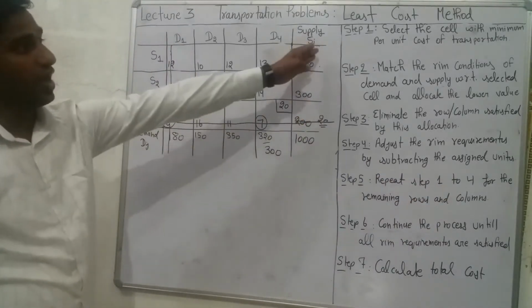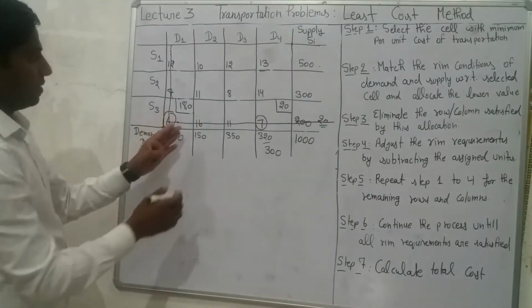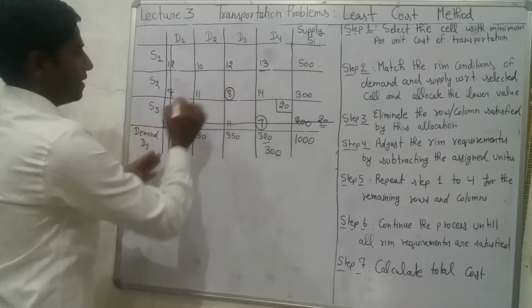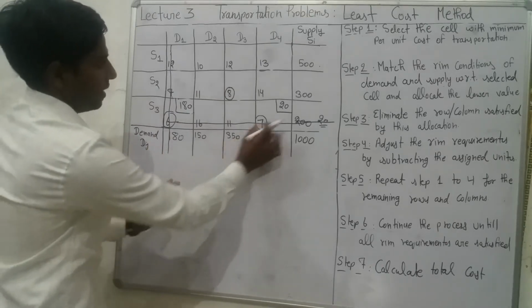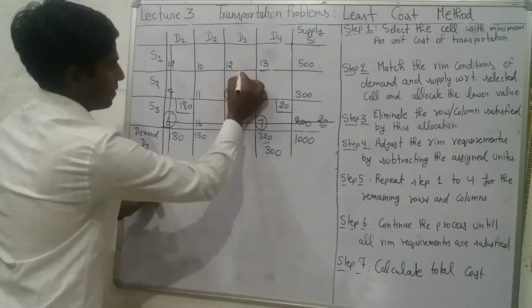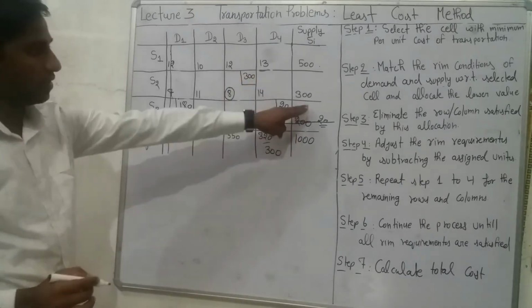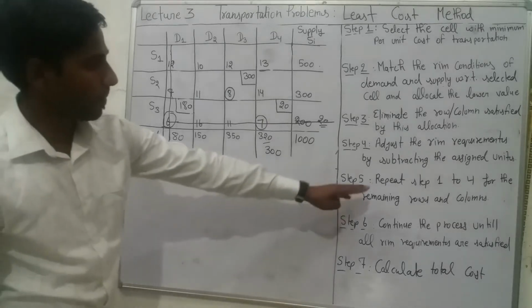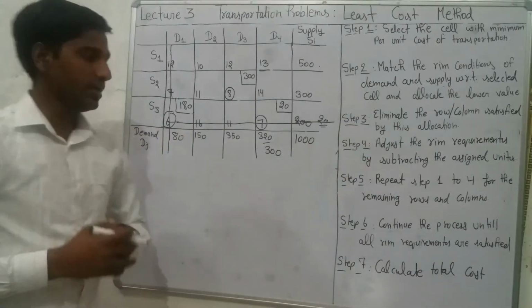It means again we have to select the cell with minimum per unit cost of transportation. So now the minimum cost of transportation is 8. So simply match the demand and supply conditions and allocate the minimum one. So the allocation in this cell would be 300 units, which was lower than 350 units. And now adjust or eliminate the row or column satisfied by this allocation.